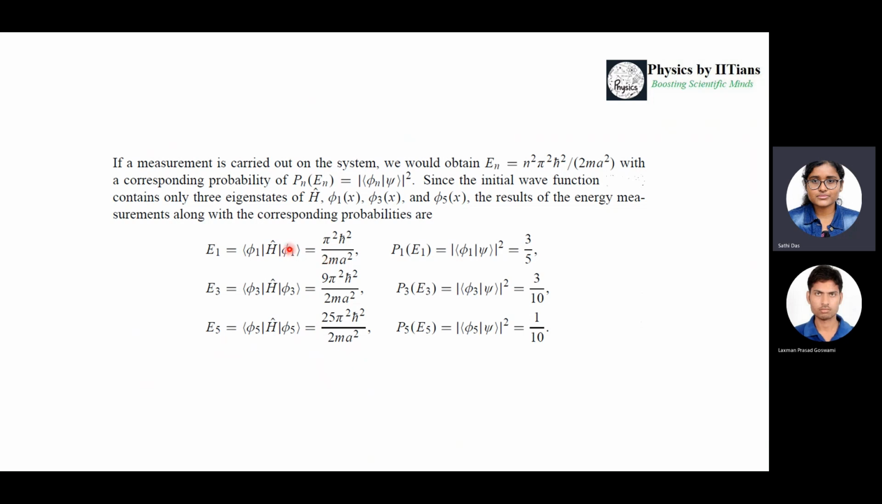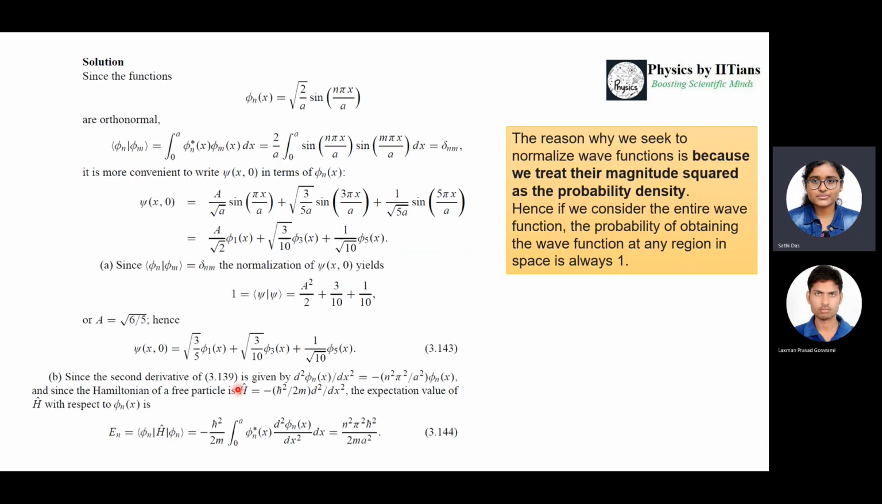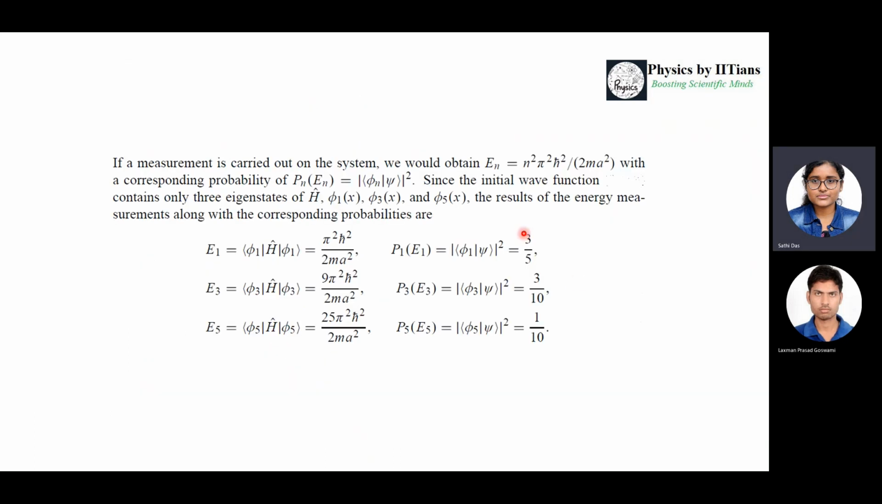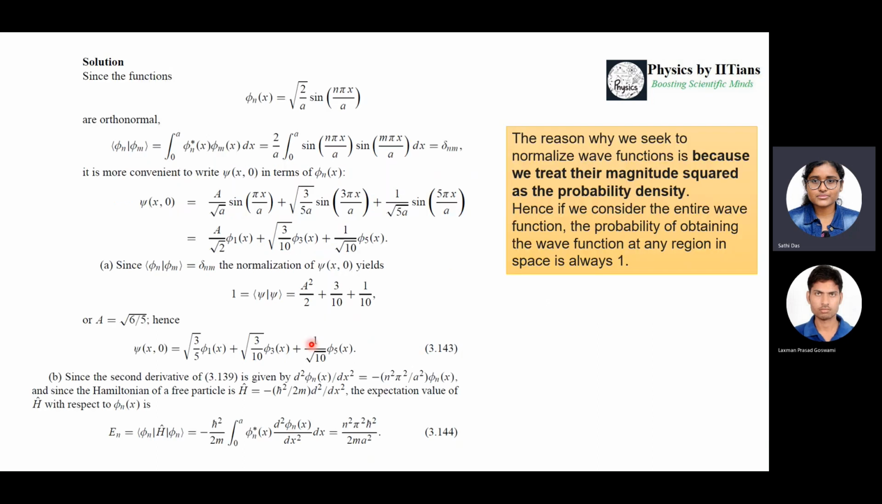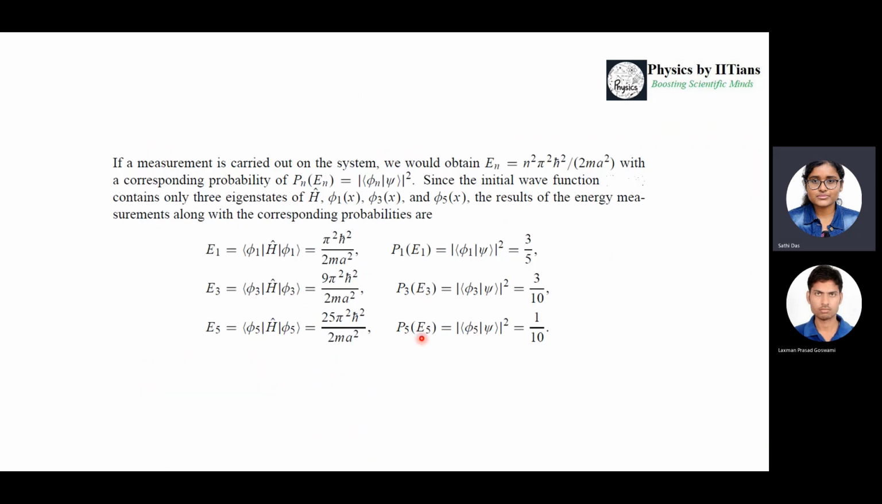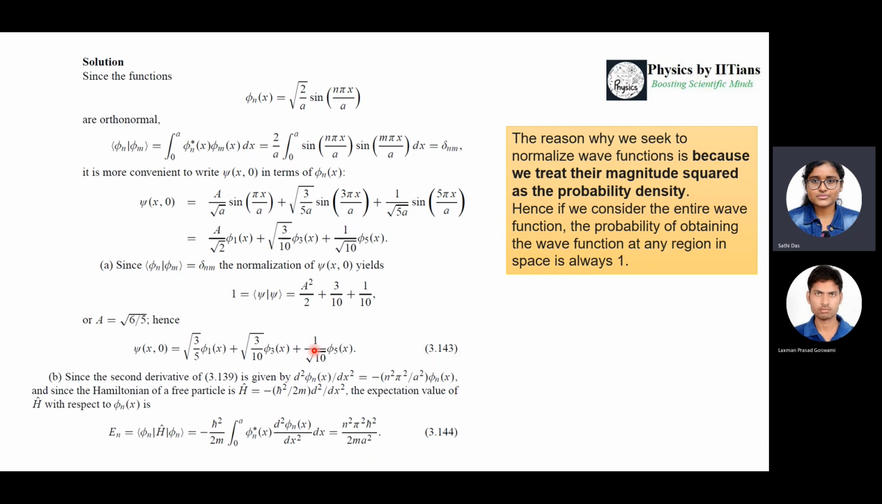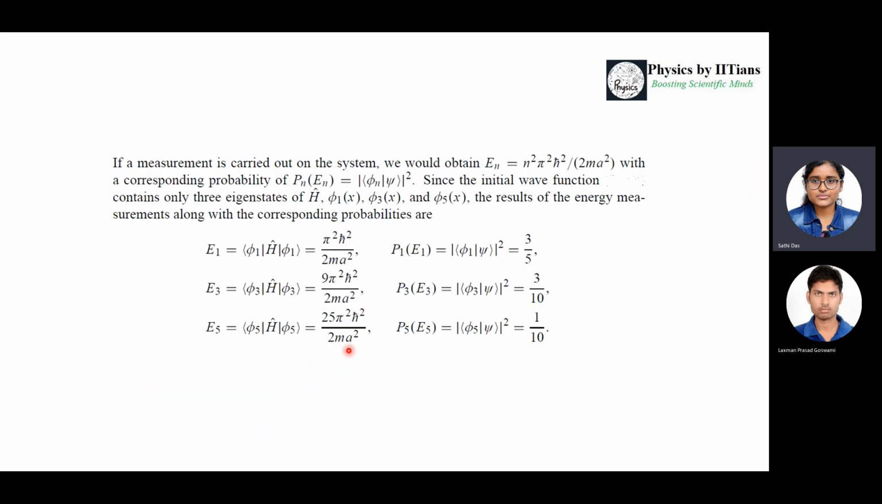For phi 1, only the 3 by 5 term will survive; the other terms will not be present, since the dot products with phi 3 and phi 5 will be 0. So root 3 by 5 into root 3 by 5 is 3 by 5, which is P1, the probability of energy for the E1 state. For P3, root 3 by 10 into root 3 by 10 is 3 by 10. And for P5, 1 by root 10 into 1 by root 10 is 1 by 10. So these are the probabilities.